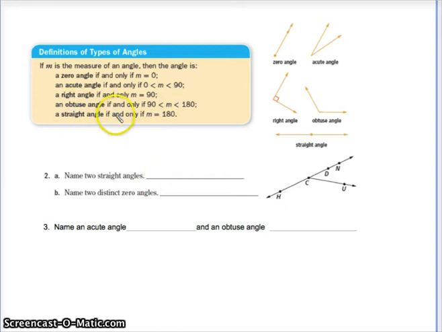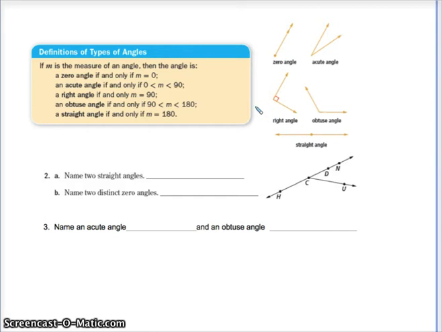An obtuse angle is an angle that has a measure between 90 and 180. That's our big angle over here. And then a straight angle has a measure of exactly 180 degrees, and that is a line. A straight angle is a line. So just to reiterate that, straight angle is a line. A zero angle is a ray.